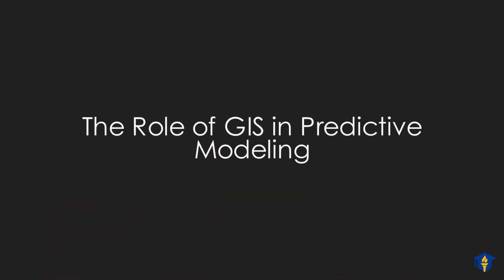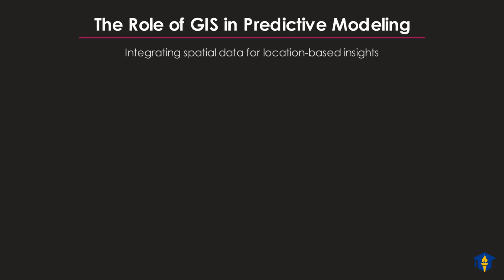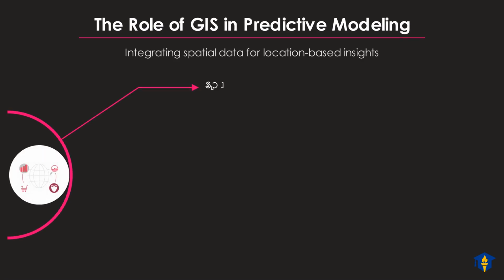Now, let us examine the critical role that GIS plays in enhancing predictive modeling capabilities. It primarily involves integrating spatial data to gain valuable location-based insights for smarter decisions. One key role is spatial data visualization, which helps us understand geographic distributions. This means mapping historical sales data to clearly identify specific regional patterns and variations.